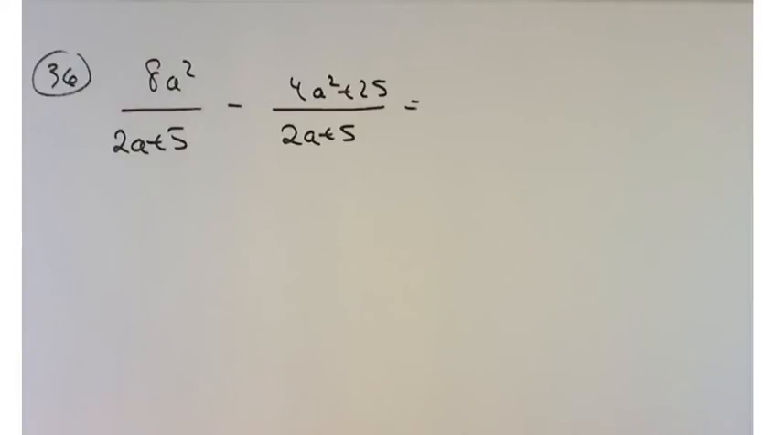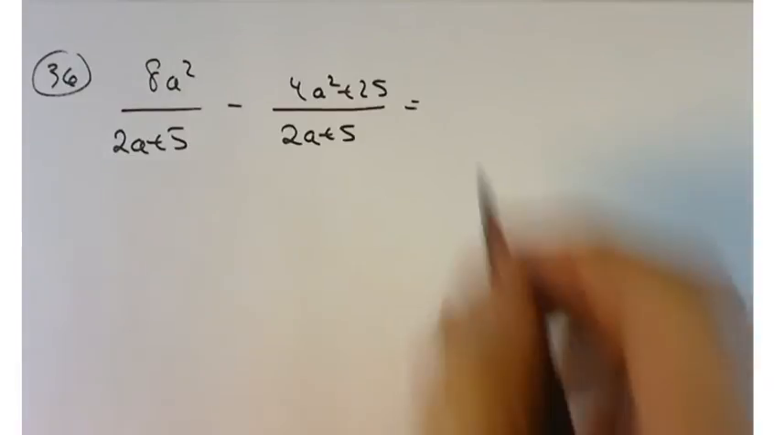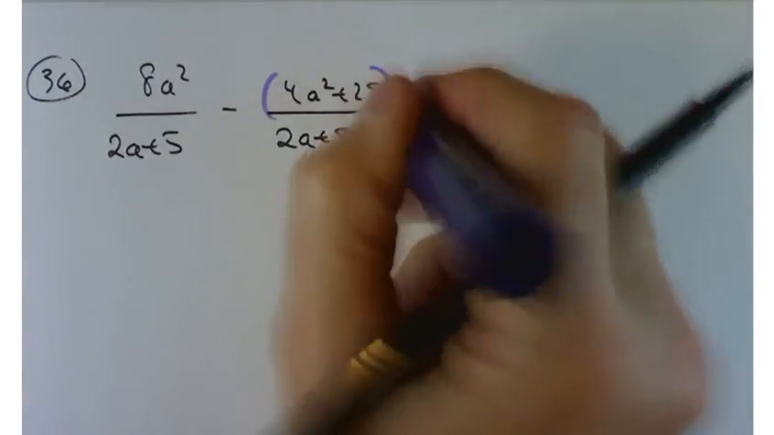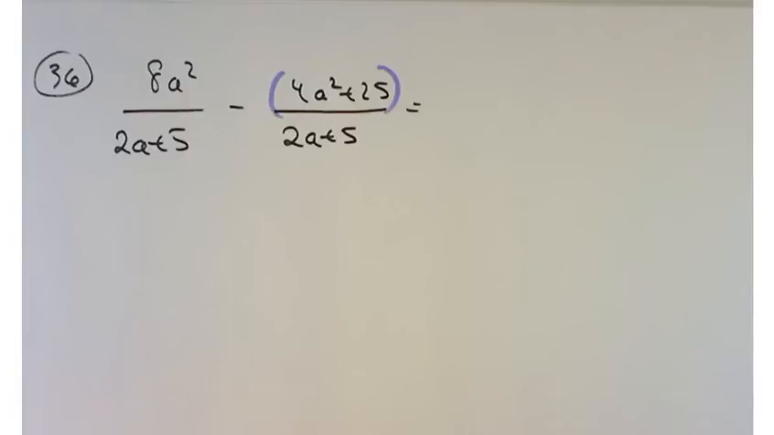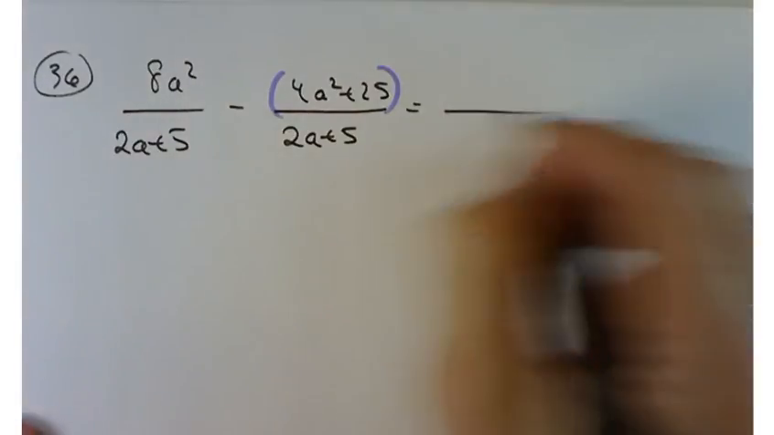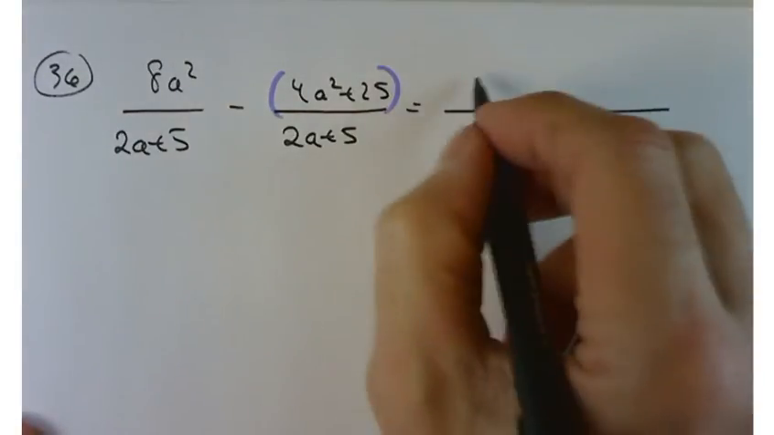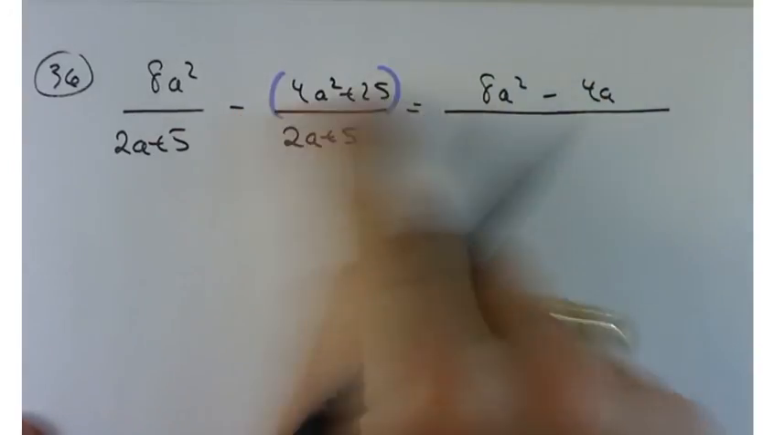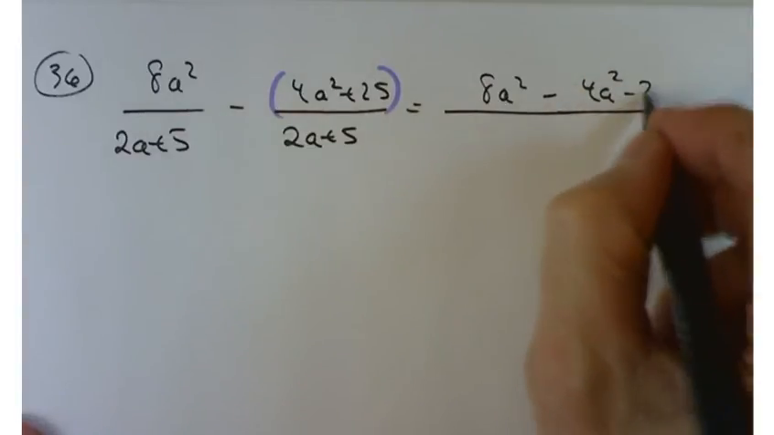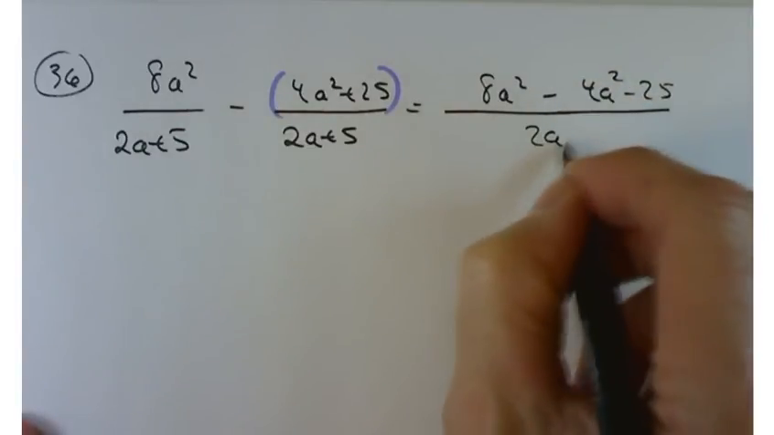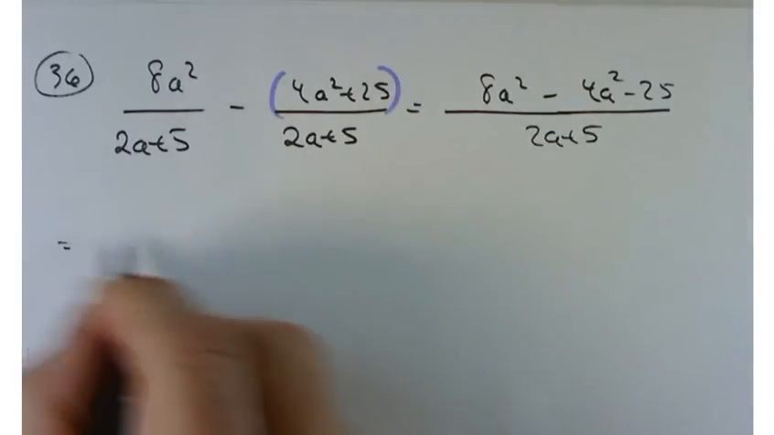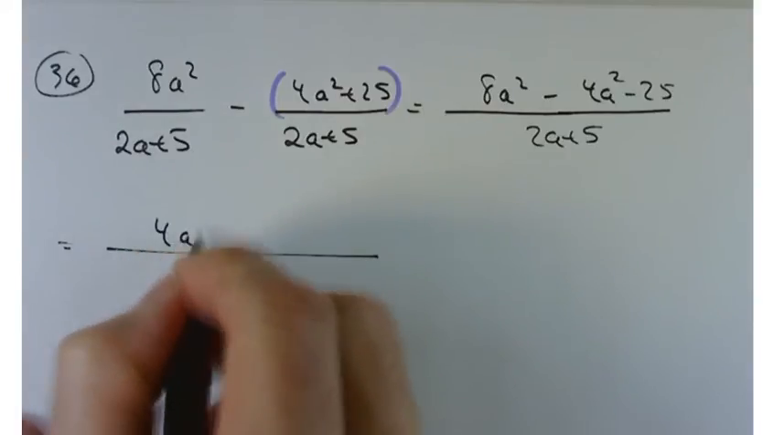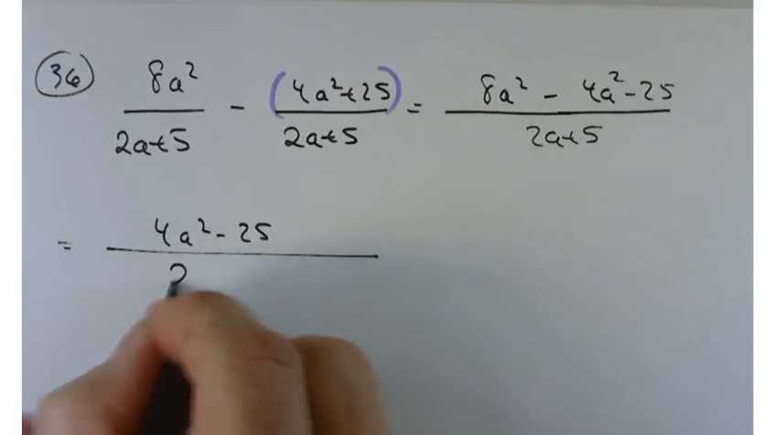Okay, so how did it go for you? Well, let's find out. Like our previous ones, we're going to put parentheses around that term in the numerator. I'm going to have 8a squared minus, 4a squared minus 25 over 2a plus 5. These terms are like terms, so that can cancel. 4a squared minus 25 over 2a plus 5.